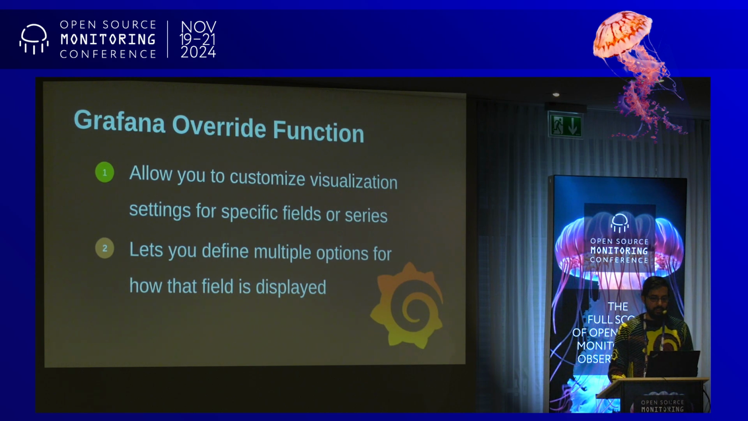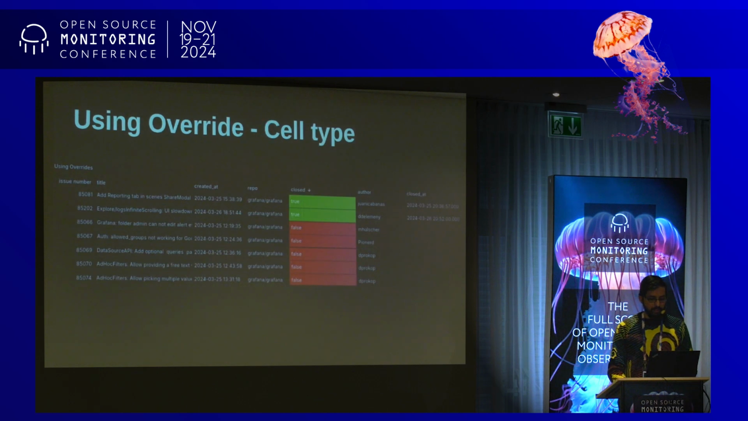So let's take a look at the override function. The Grafana override function allows you to customize a particular specific field or series of your data, and you can define it as many times as you need, like how you want to display it. And let's take a demo.